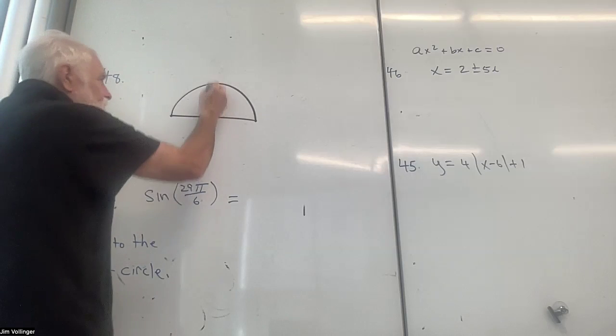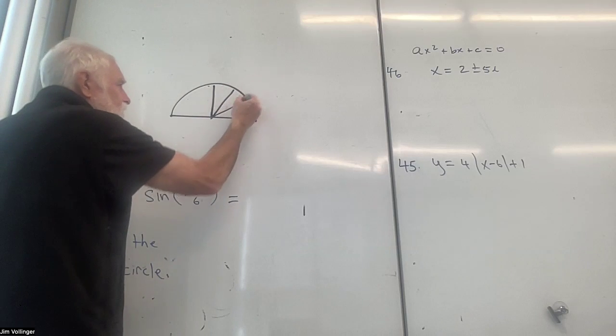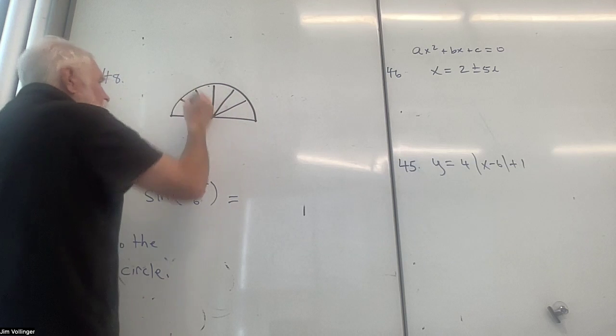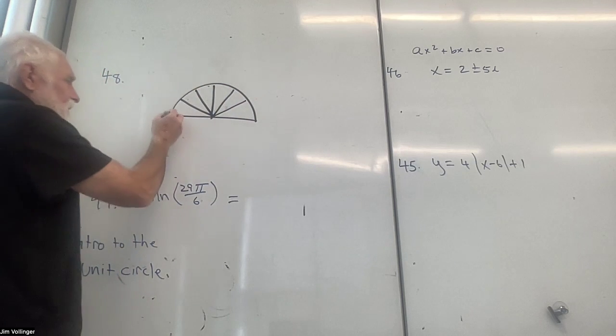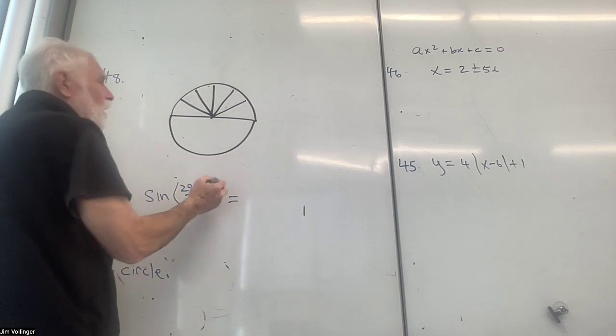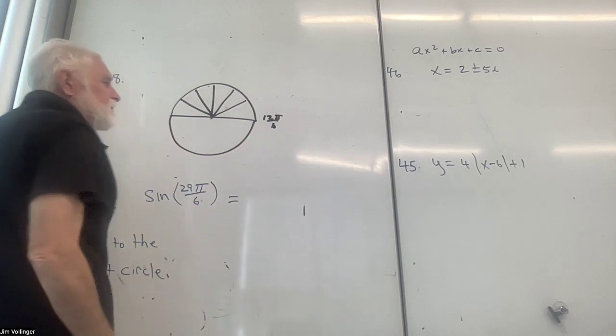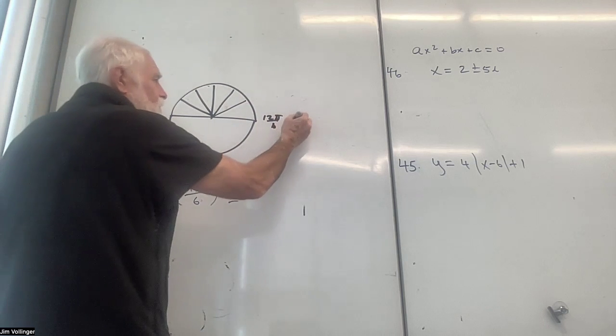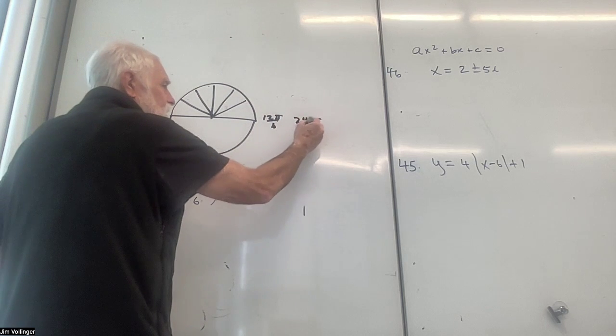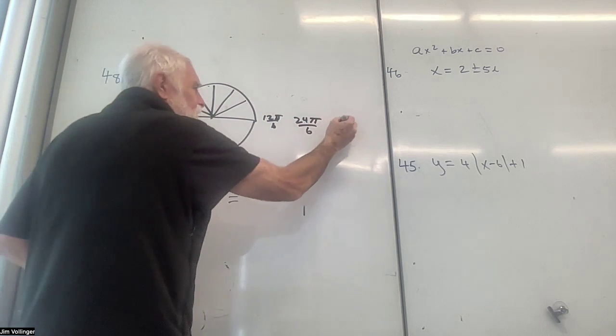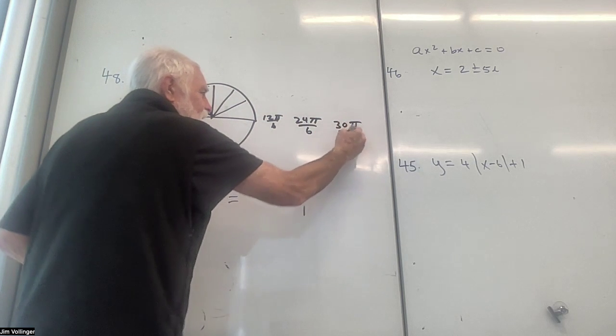I'm going to break it up into 6 parts. Good drawings get good answers. Good drawings get good answers. And I'm going to do 29. That means I've got 12 once around. 12 pi over 6 is once around. 24 pi over 6 is twice around. And 30 pi over 6 is 2.5 times around.